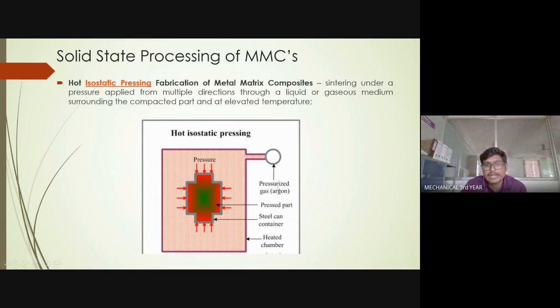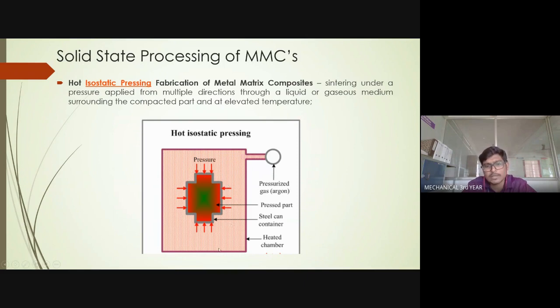What we are going to do is add gas into it. The outer surrounding, represented in gray color, is a steel can container. The steel can is a flexible medium, like a Coca-Cola or beverage tin. Into it you add the powder over here. The powder is a mixture of your reinforcement and also your matrix. You put your powder in this particular area, and in order to apply pressure on all areas, in multiple directions, you use gas pressure.